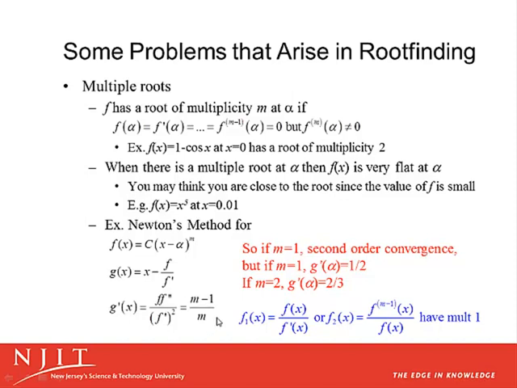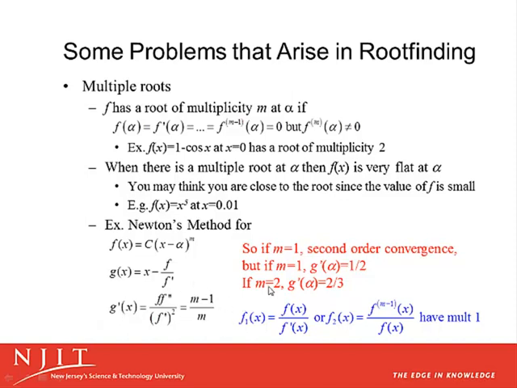But if we have a multiple root at alpha, if m is 2, sorry, we have a misprint here. If m is 2, then what we get is 2 minus 1 over 2, which is a half, and you get g prime is a half, which is just like the bisection method, where the new error is going to be about half of the old error.